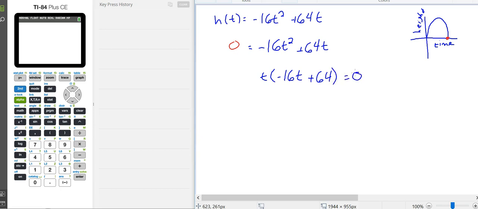Now we have our two factors, and we want to set them each equal to 0. So t is equal to 0. That is not going to be our answer, because t equals 0 is when the object was launched. So that's not going to be when it landed.